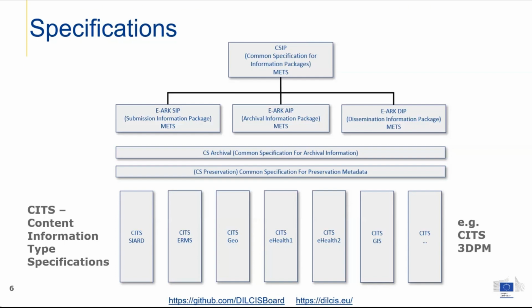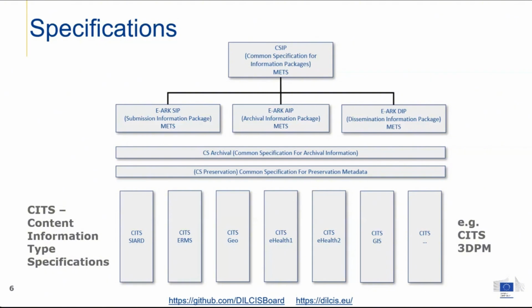So for example, we have an existing CITS CIARD, which is a CITS related to relational database systems and the archiving of relational database data. We've got a CITS for electronic record management systems, the ERMS. We have a CITS for geophysical data. The eHealth 1, which concerns patient medical records, which is one that I created about 3 years ago. The eHealth 2 concerning cancer registry data, and so on.